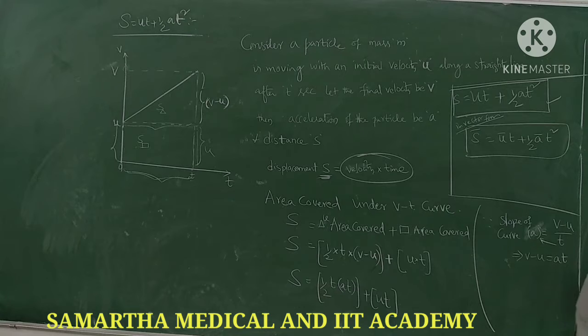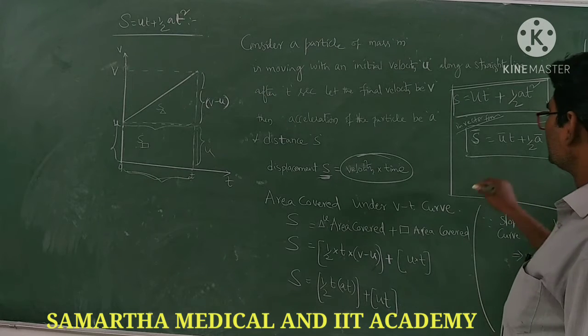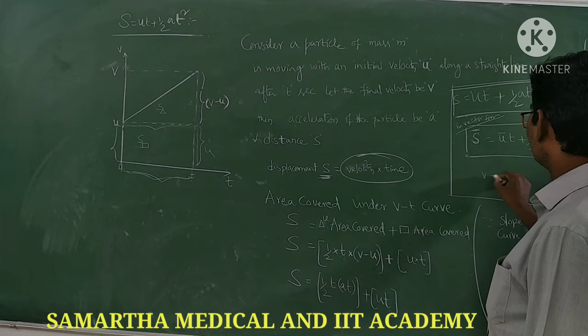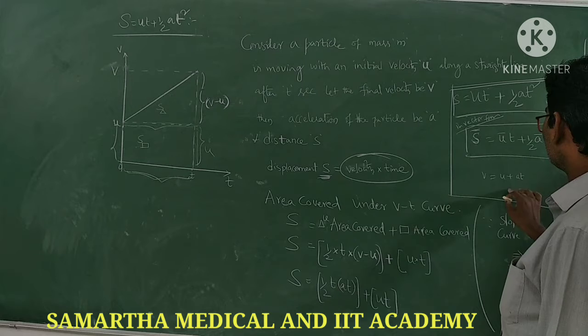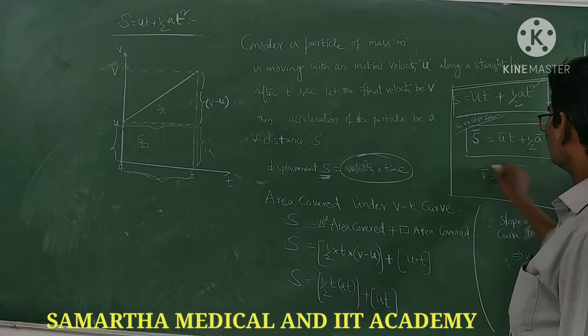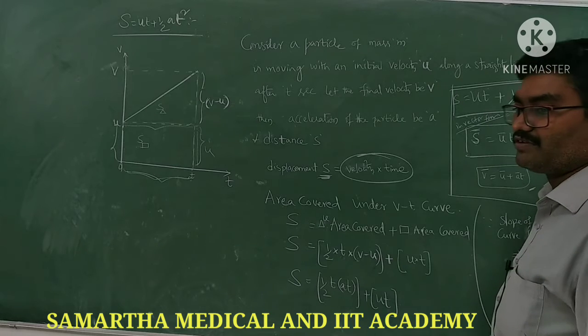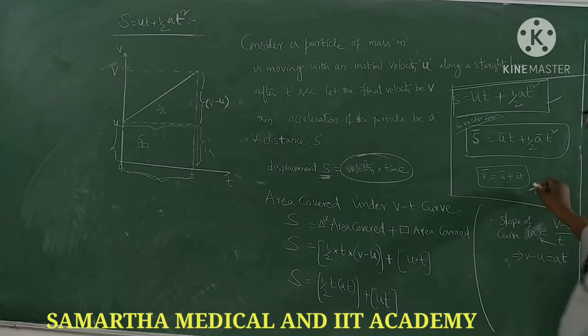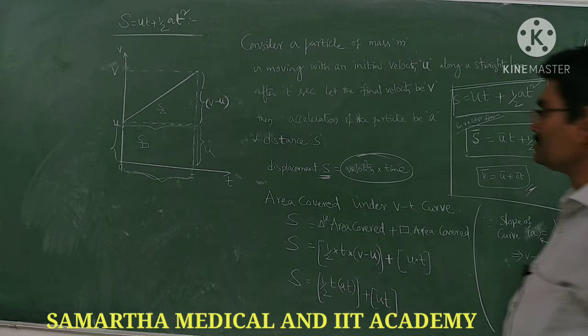Your initial velocity is a vector quantity, acceleration is a vector quantity, and displacement S bar is also a vector quantity. In the previous equation also you wrote v is equal to u plus at. If you want to write that in vector form, v bar equals u bar plus a bar into t, which was solved in the previous derivation.